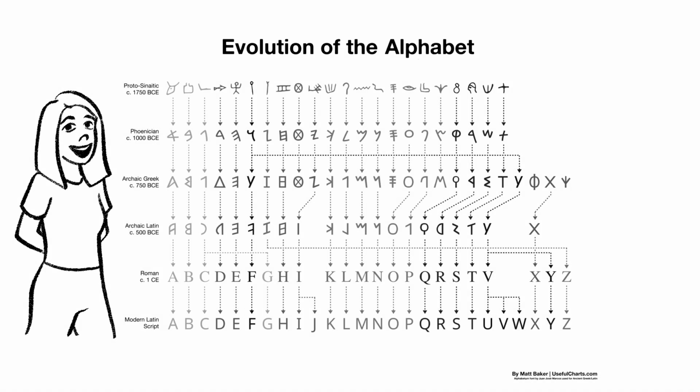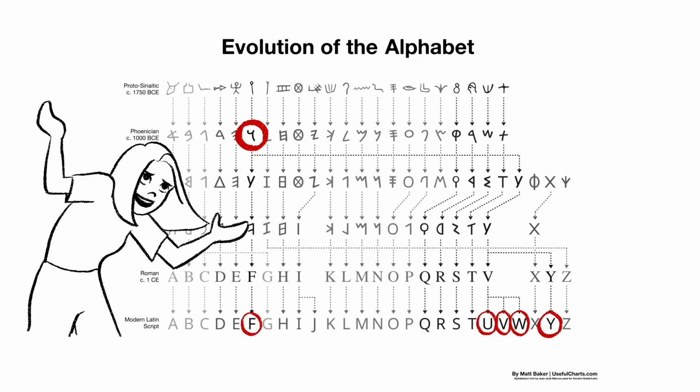A lot of letters went through this process of evolution throughout ancient civilizations, but some letters branch off of each other, like the Phoenician Y to U, V, W, F, and today's Y, because some sounds that existed in our language today didn't exist back then.